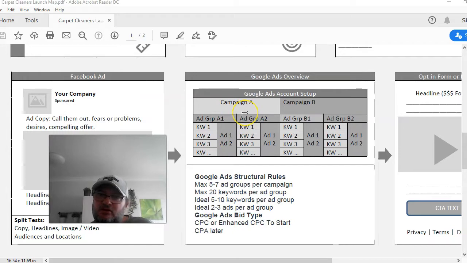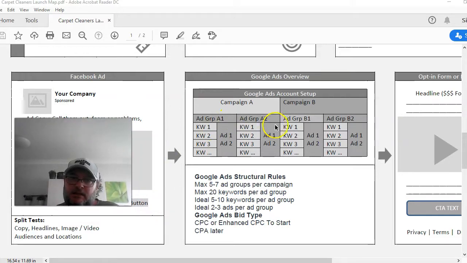Return on investment on the Google ads is usually better. It's not saying you don't want to use Facebook, you definitely do, but the trade-off is this: Facebook's easier to run, the return on investment isn't as high. Google ads is much harder to run, but the return on investment is a little better as well.